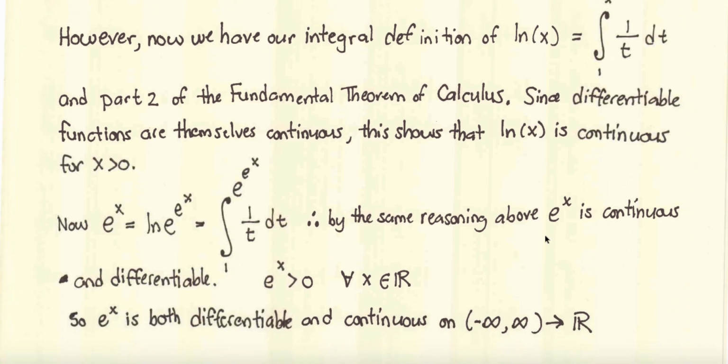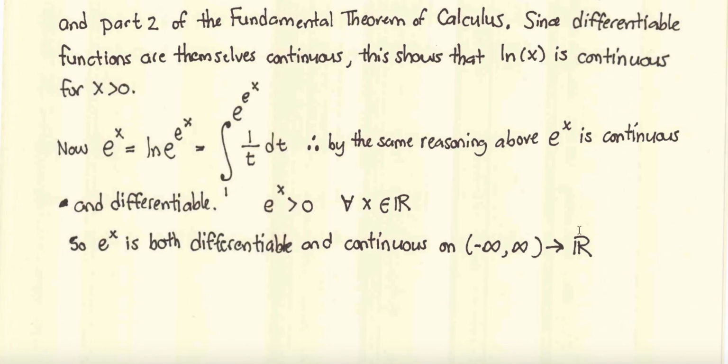Okay, what about e to the x? Well, as wacky as it sounds, we can take e to the x and define it in terms of a natural logarithm. e to the x is the same as the natural log of e to the x, but that's the integral from 1 to e to the x of 1 over t dt. Therefore, by the same reasoning above, e to the x is continuous and differentiable. Turns out e to the x is always greater than 0 for every x in the real number line, and so that means e to the x is both differentiable and continuous on the entire real line.